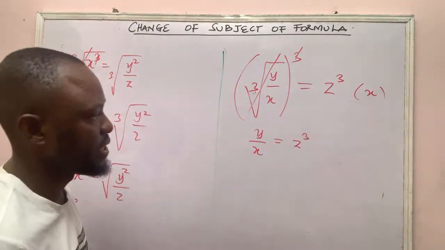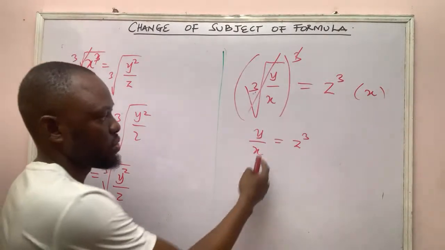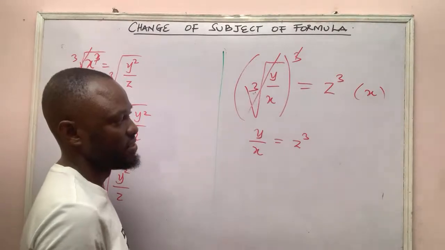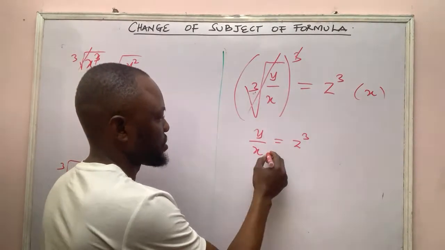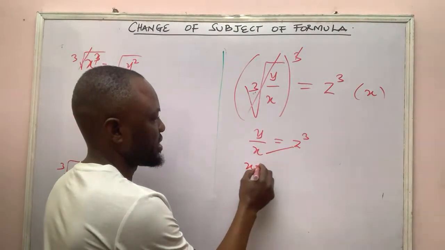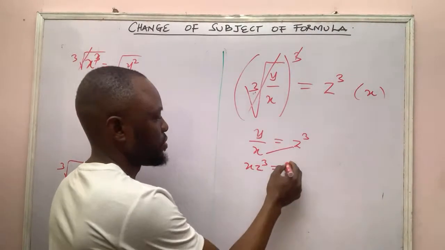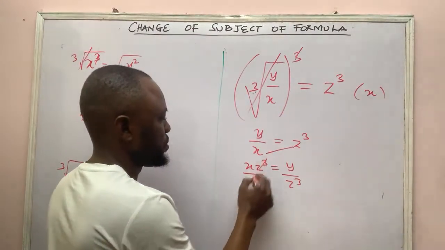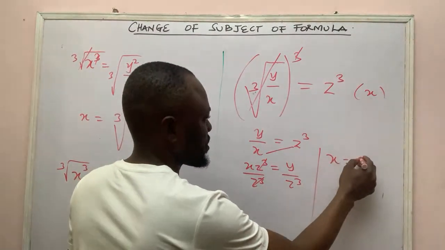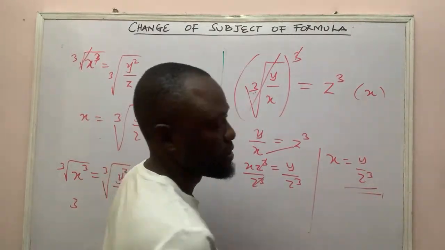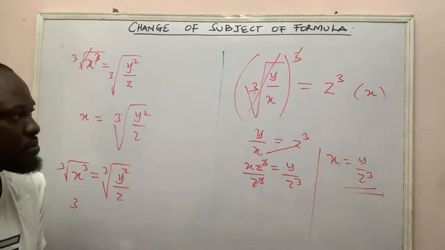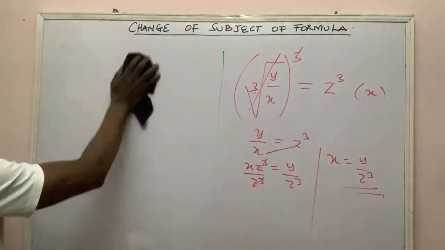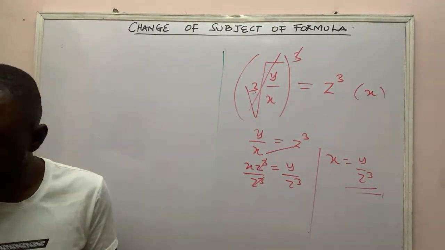All right? So you can cross multiply, or you divide through by your LCD, but you can cross multiply. Just cross multiply. You have xz cubed equals y. So divide through by z cubed. So my x is equal to y over z cubed. It's pretty simple, all right? Now let's take more problems.